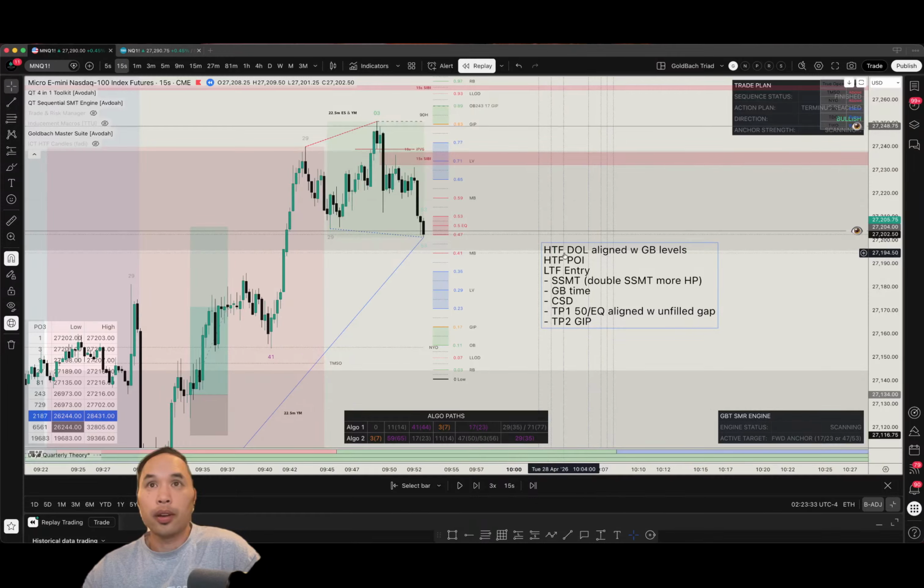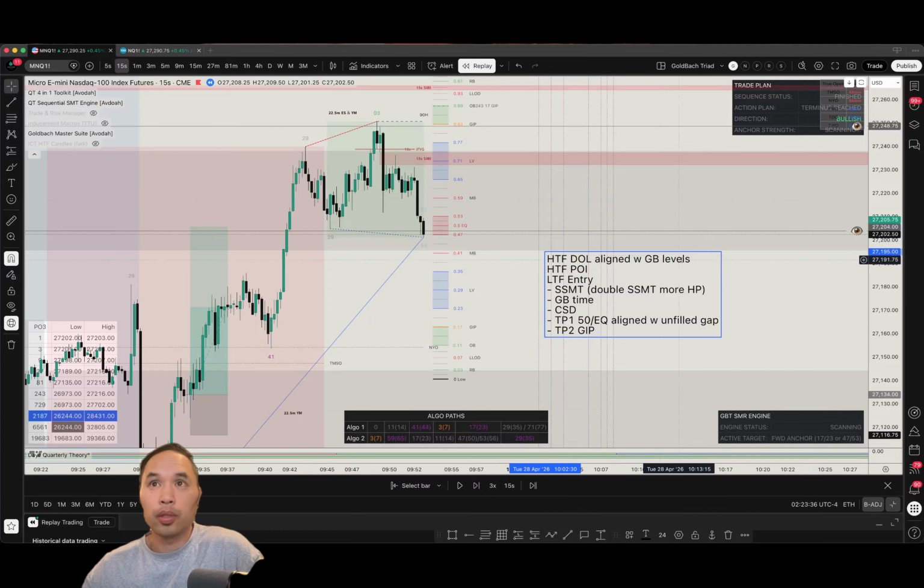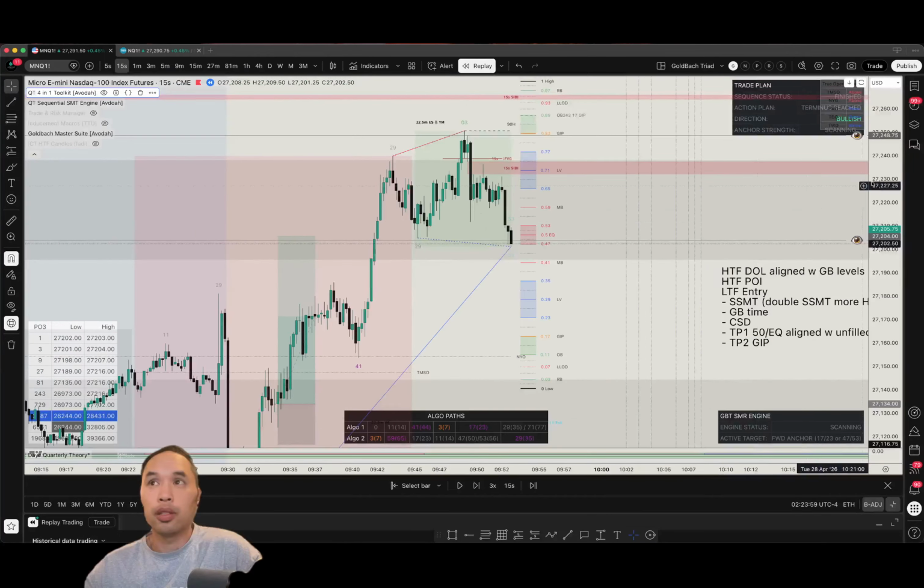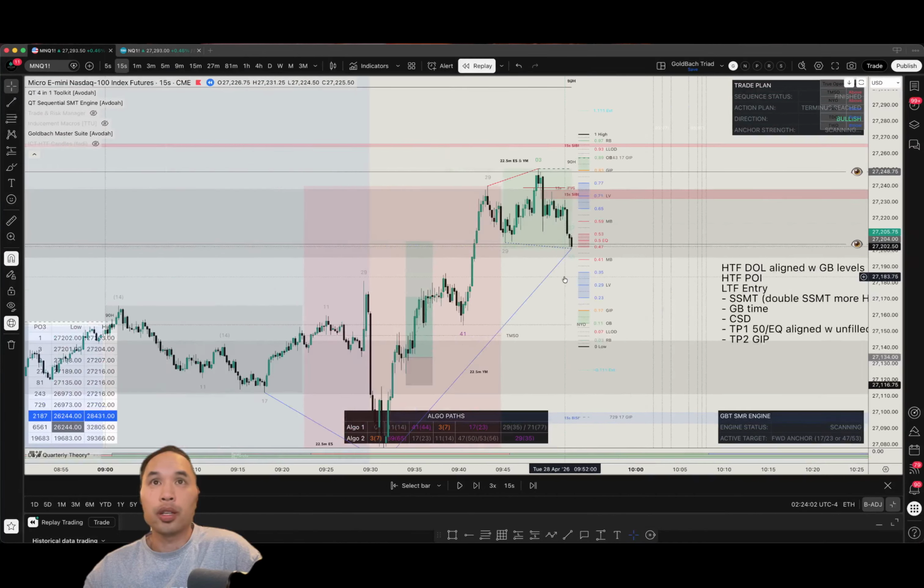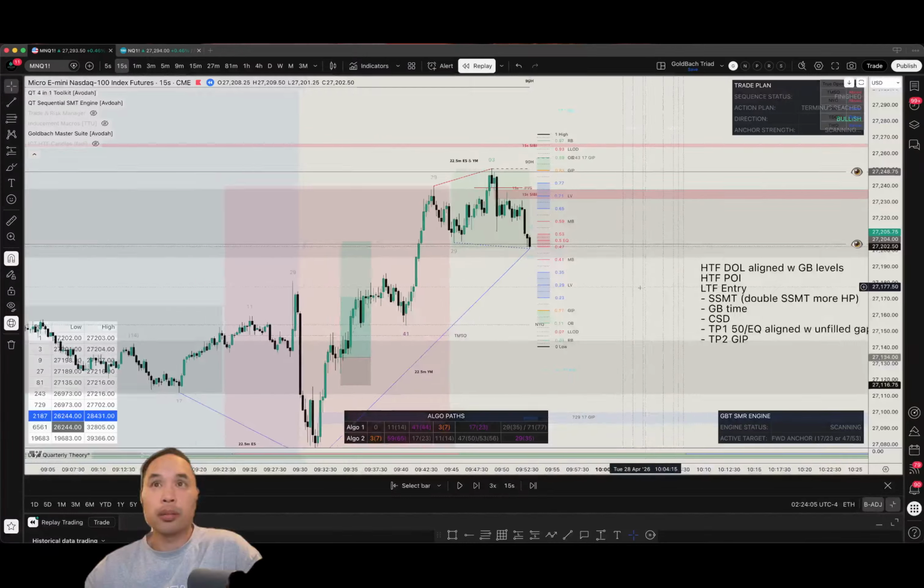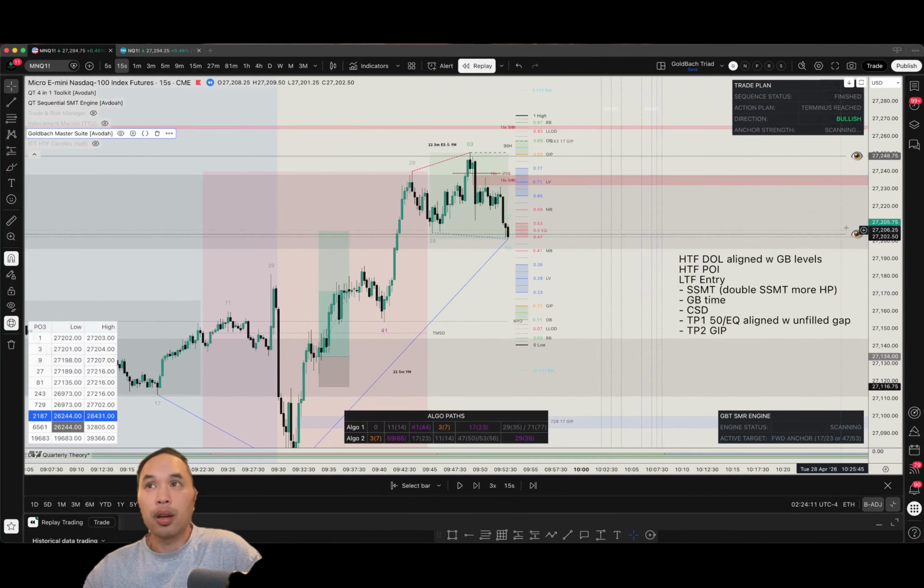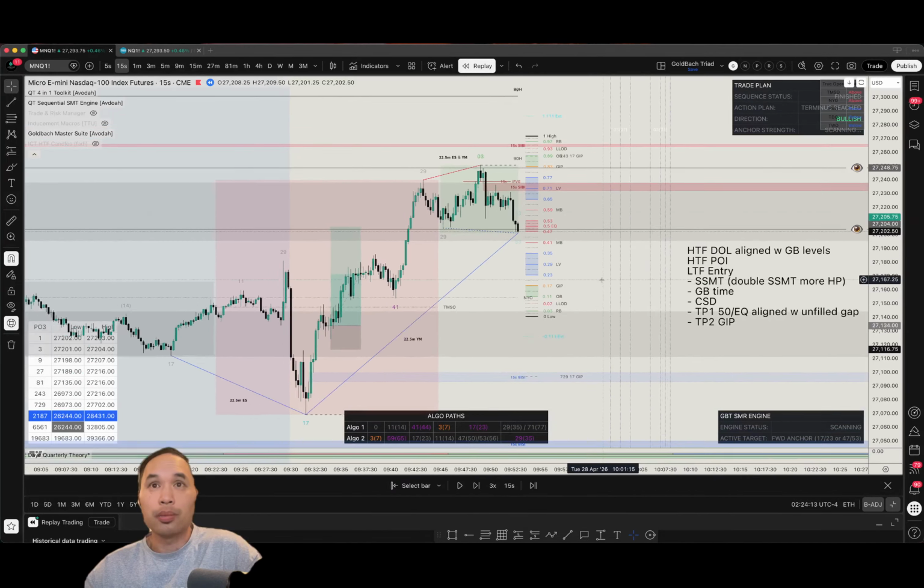Anyways, going to my entry model, that is essentially it. It is higher time frame DOL aligned with GB levels, higher time frame POI aligned with GB levels, and then my lower time frame entry is an SSMT. I go back in time, look for a CSD, in that order. Then my TP1 is EQ, and TP2 is the GIP levels. That is how I use Goldbach with my trading, on all that I've learned. Shout out to all my mentors, everyone I've learned from, but that is essentially the distilled model that I found has been working really well.